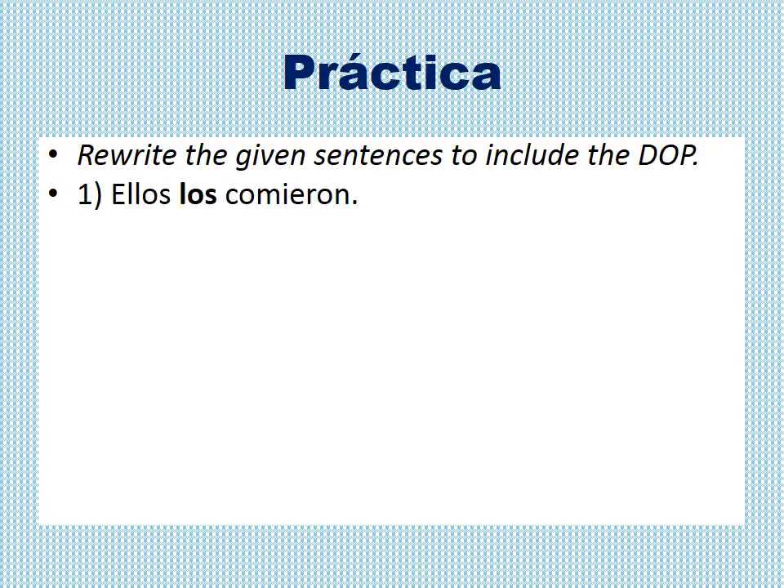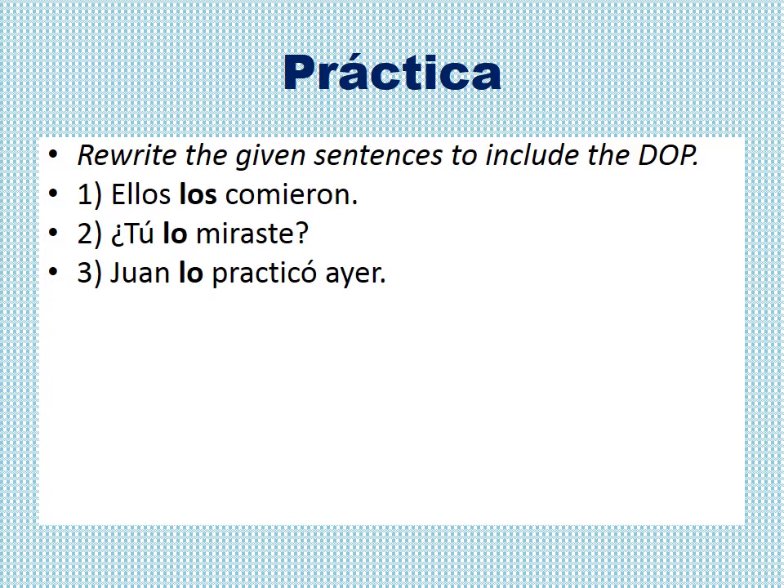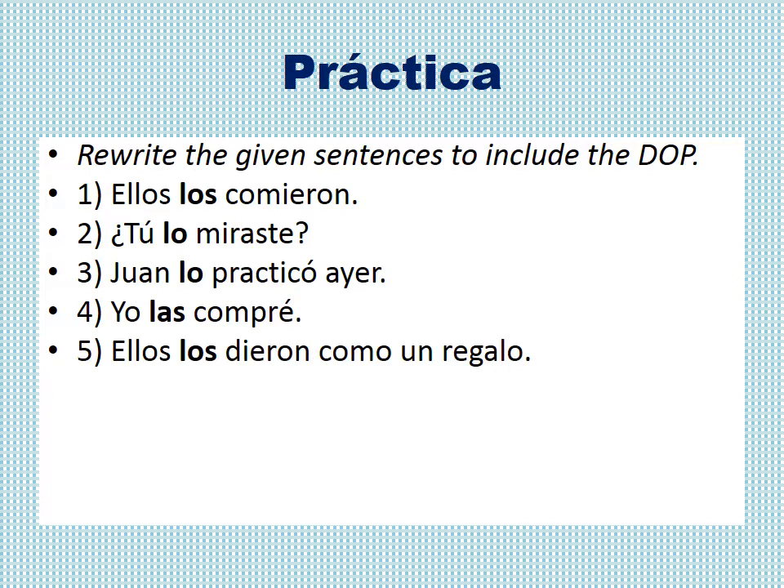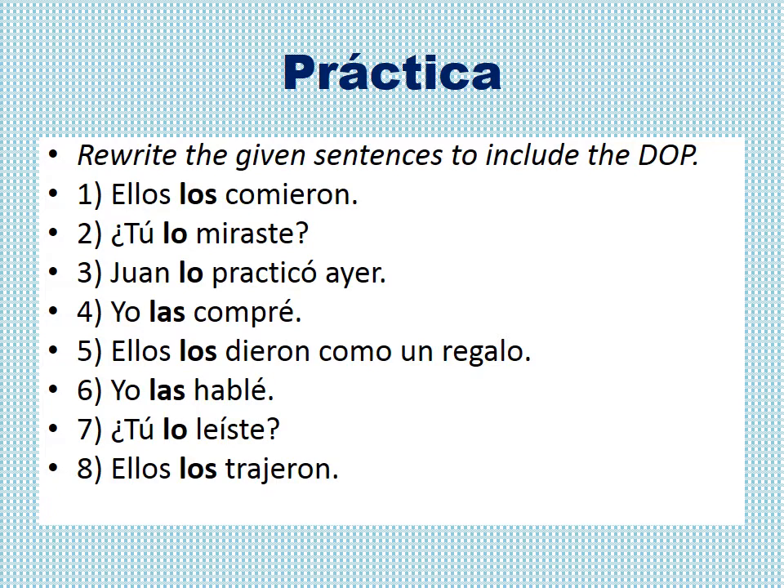Answers. Ellos los comieron. Tú lo miraste. Juan lo practicó ayer. Yo las compré. Ellos los dieron como un regalo. Yo las hablé. Tú lo leíste. Ellos los trajeron. There you go.